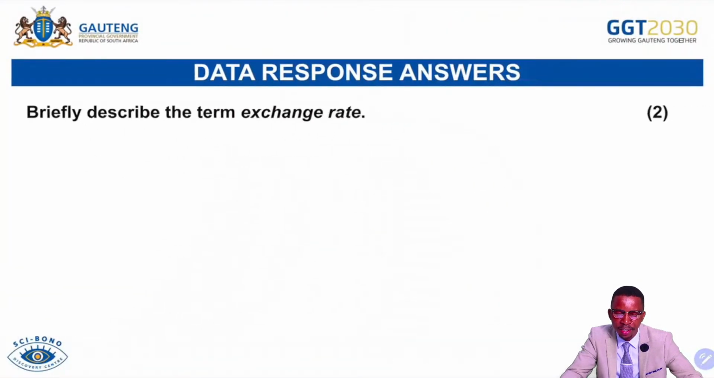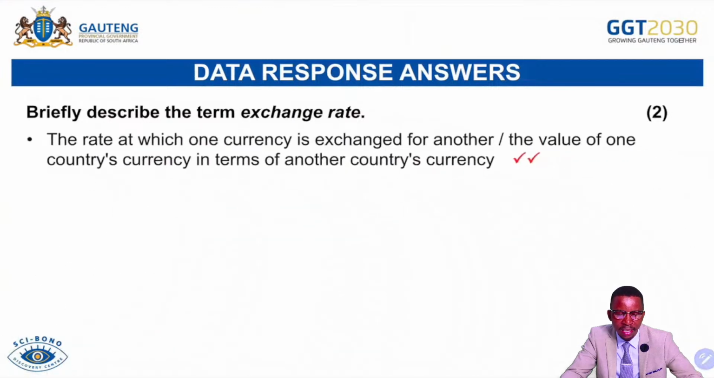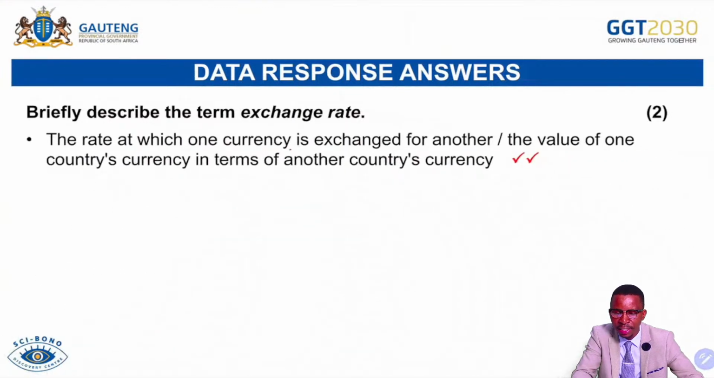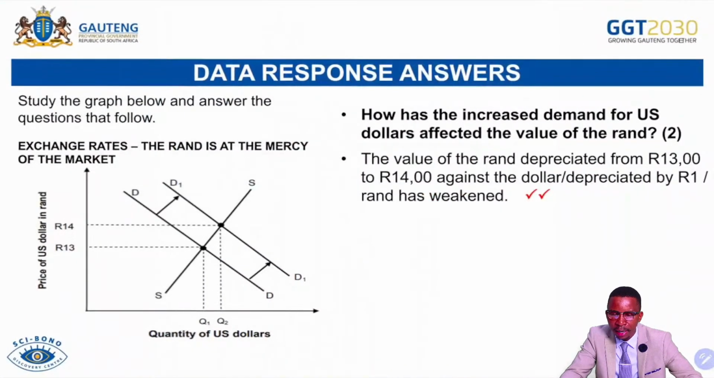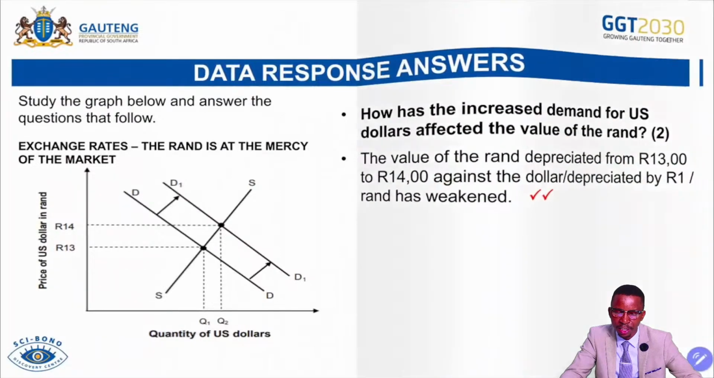Briefly describe the term exchange rate. We define this as the rate at which one currency is exchanged for another, or the value of one country's currency in terms of another country's currency. And then we continue. How has the increase in the demand for US dollars affected the value of the rand? The value of the rand has depreciated from 13 rand to 14 rand against the dollar, or depreciated by 1 rand, meaning it has been weakened because we pay 1 rand more to afford a single dollar.